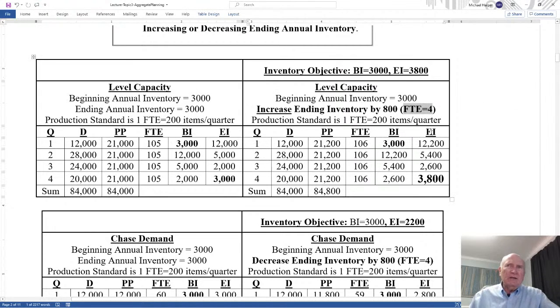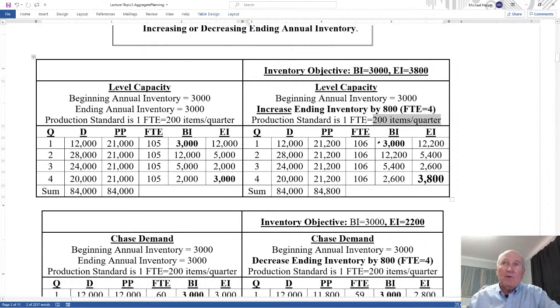Now, why are they quarterly? Because 800 is just items, 800 items. But if my FTE has a standard of 200 items per quarter, and if I divide 800 by 200 I get 4, that means I have 4 quarterly FTEs. That means I have an FTE working full-time every quarter. So I need 4 quarters of an FTE to satisfy the 800.